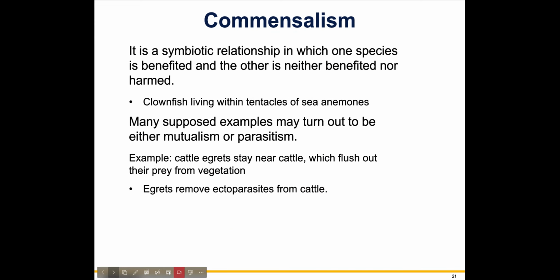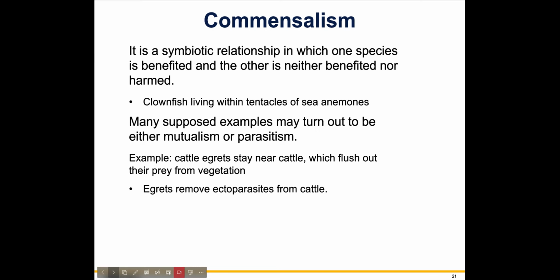Commensalism, again, is where one species benefits, the other is not benefited or harmed. It's something like a clownfish living in a sea anemone, or an owl living in the hole of a tree. It is a kind of fuzzy idea in ecology, because many examples, if we study them more, we find out that they're actually mutualism or parasitism.